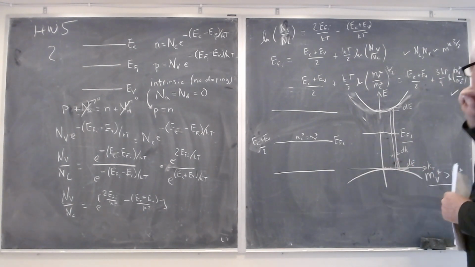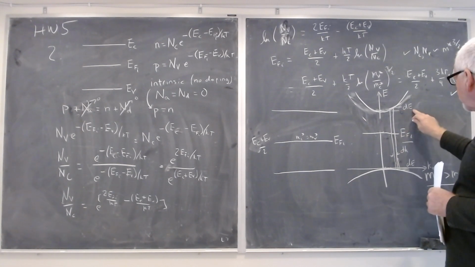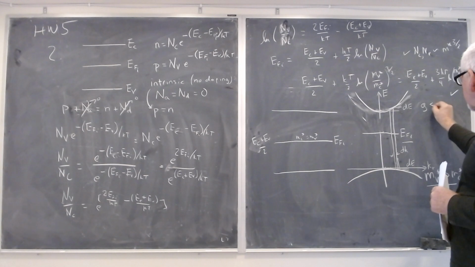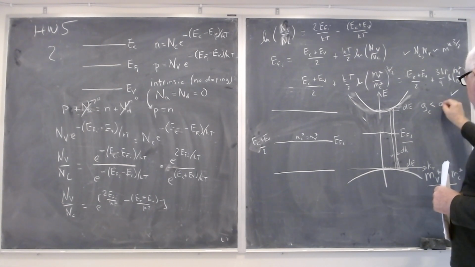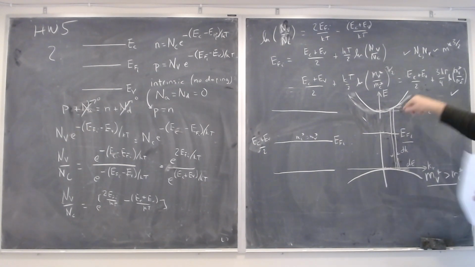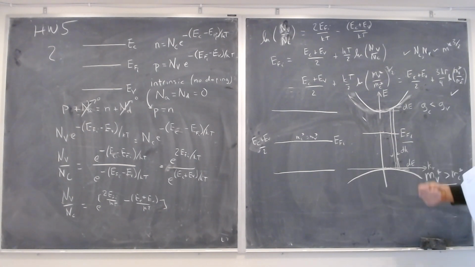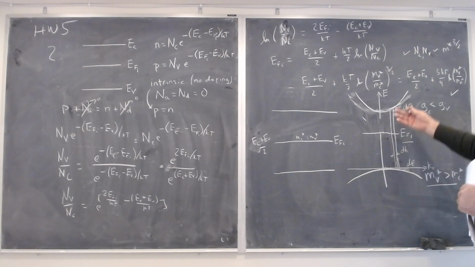So that means that since dE is larger, the states per energy, G, of the conduction band is smaller than G of the valence band for more curvature. Because dE is larger, so for the same number of states, I've covered more energy, and so the states per unit energy has gone down with more curvature. Okay. You can remember more curvature means a lower density of states.